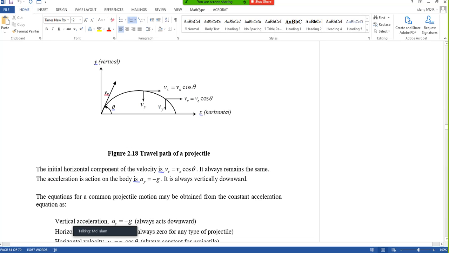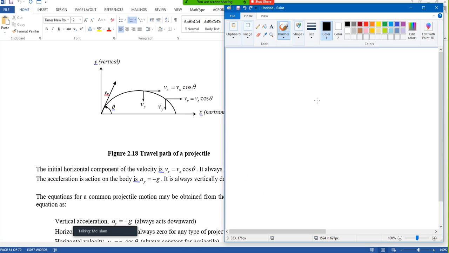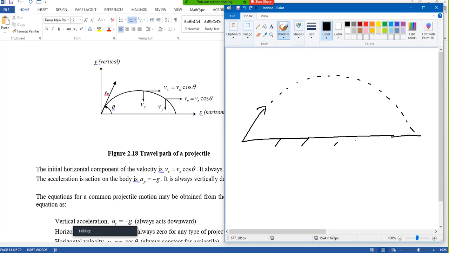So projectile, the travel path of a projectile. If you throw a particle at some angle to the ground with some velocity, then the particle will follow this path. Then it will come to the ground. Now something to notice. This is my ground. If you throw a particle this way, it will go this way and come back to the ground.